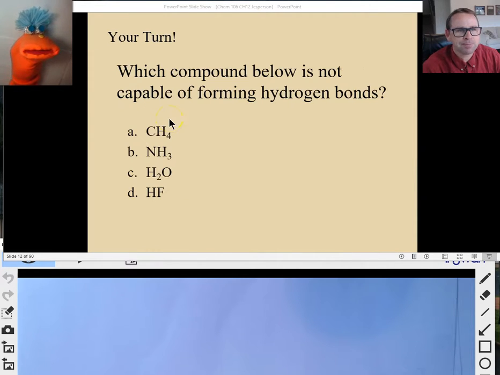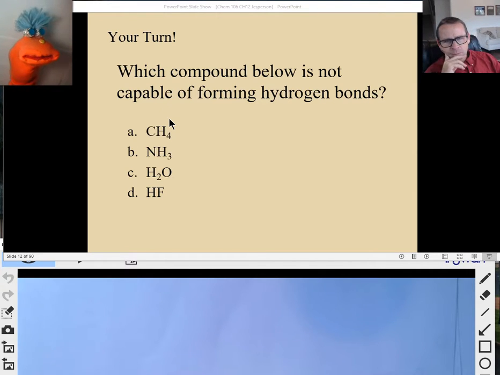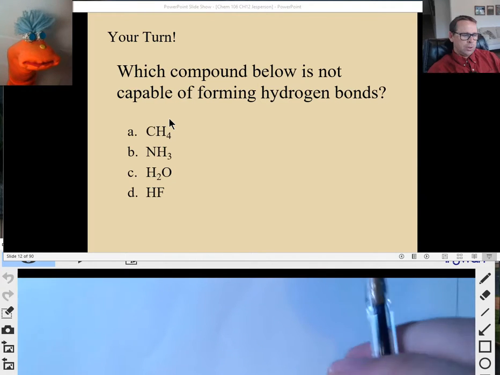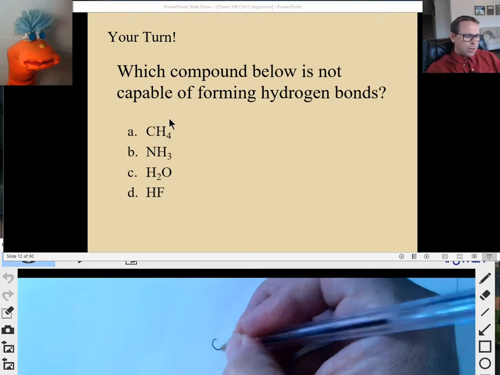hydrogen bonds together. So with this in mind, which compound below is not capable of forming hydrogen bonds? How would you go about doing this one, Fred? Well, I guess I gotta find out if these molecules are polar or not. That's right. How would you do that? I have to draw the Lewis dot structure. Okay, very good.